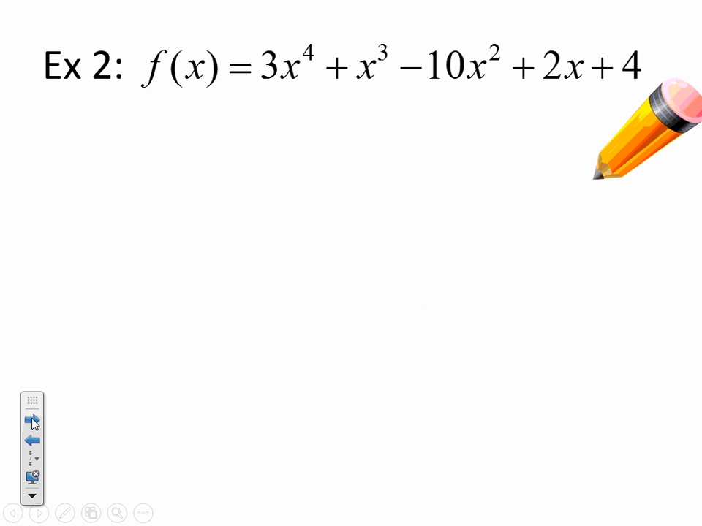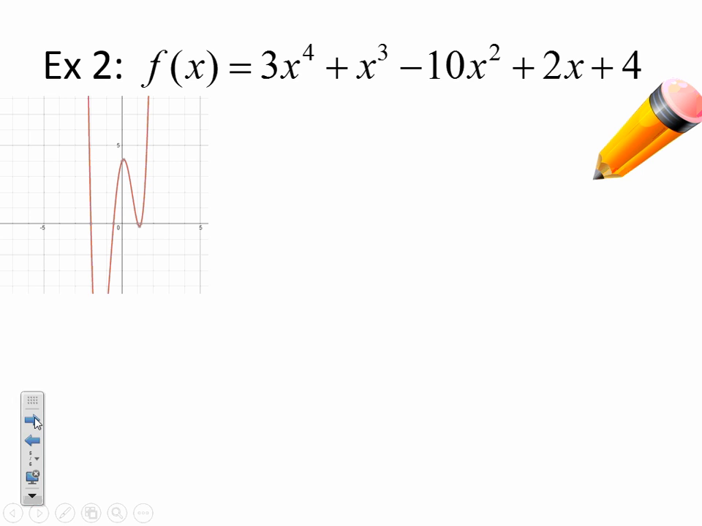Here comes example number 2. F of x equals 3x to the 4th plus x cubed minus 10x squared plus 2x plus 4. Now, we're just going to type that into our calculator, and we're going to get this graph right here. Now, there are a few that we're not quite sure where they're at, but we know 2 of them. This one right here is at negative 2, so x can equal negative 2, and we know this one right here is 1, so x could equal 1. We can use both of those.